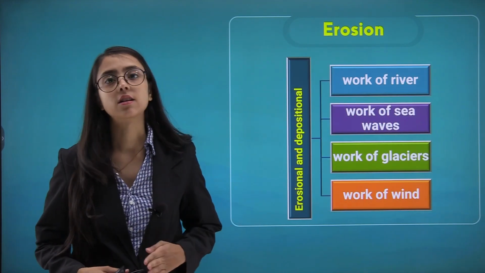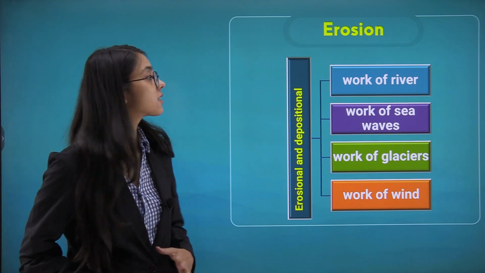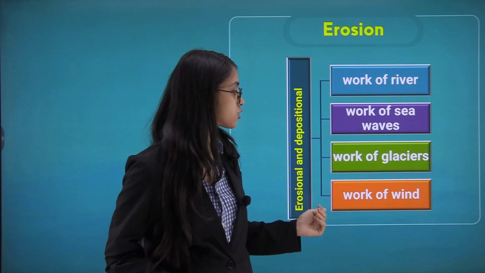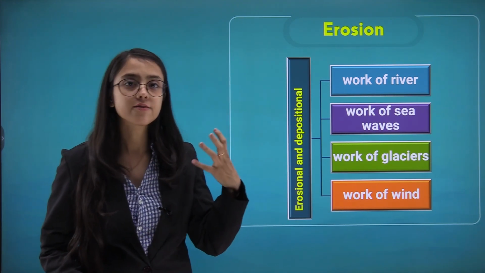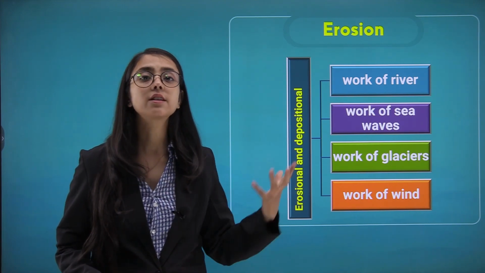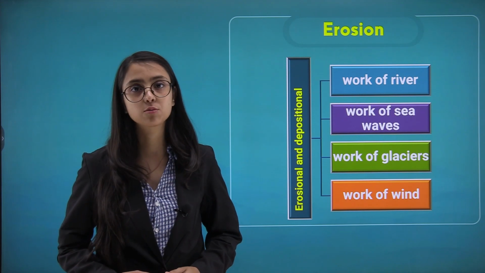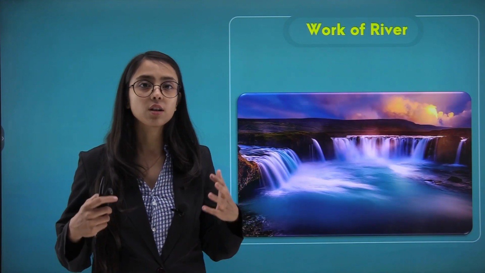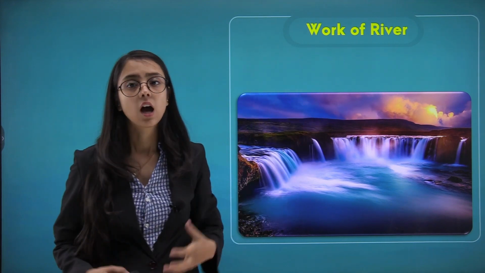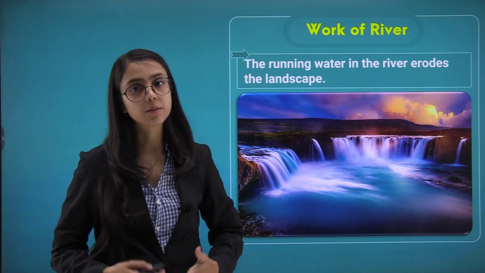We have four factors which result in the process of erosion and deposition. These factors are work of rivers, work of sea waves, work of glaciers and work of wind. These factors result in erosion of the surface of the land and its deposition, which results in further formation of major landforms on the surface of the earth. Now let's study in detail what work of river means. How does a river affect the process of erosion and deposition?